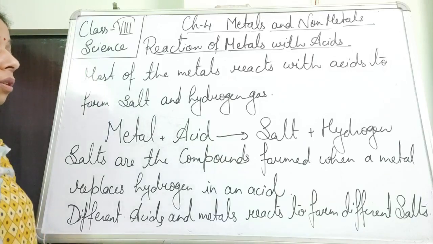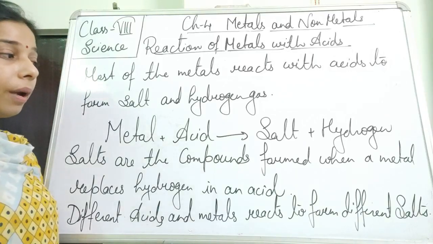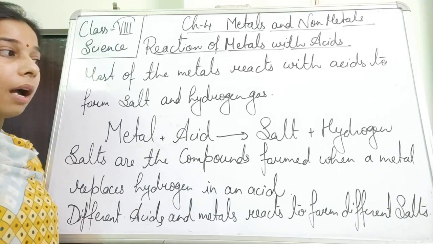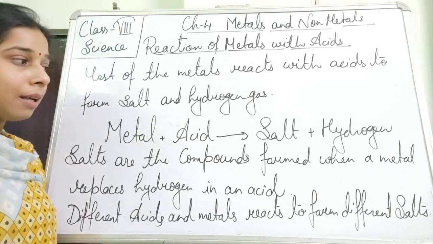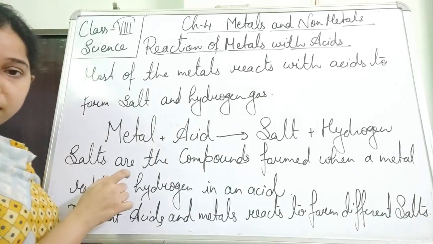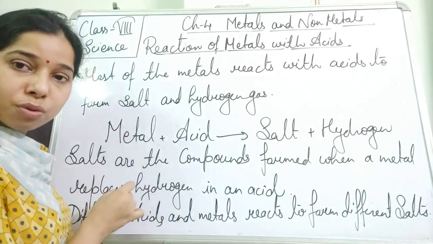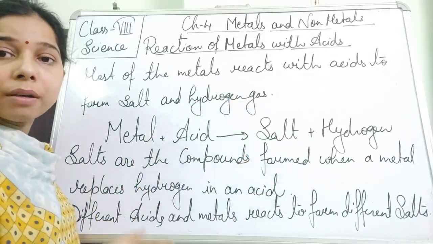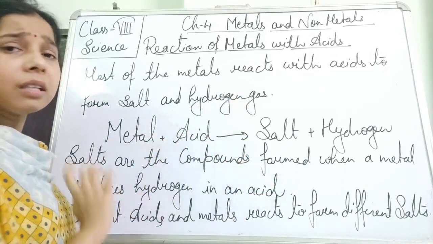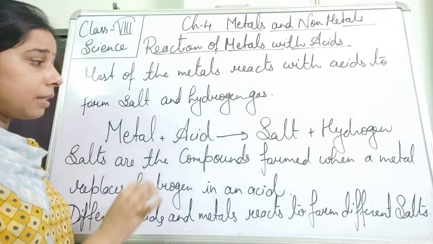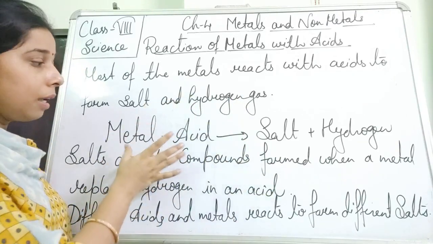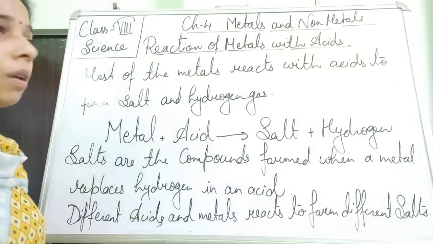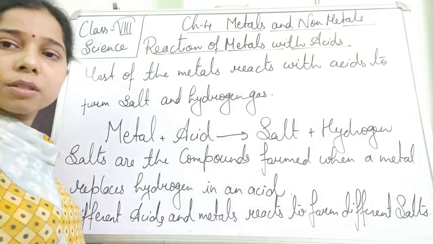So we can see here, students, that when a metal reacts with an acid, it will form a salt. And how is this salt formed? The metal removes the hydrogen from the acid, and the compound formed by removing the hydrogen is the salt. So the salt is formed because of the removal of hydrogen from the acid. Okay, so this is the reaction of metals with acid.